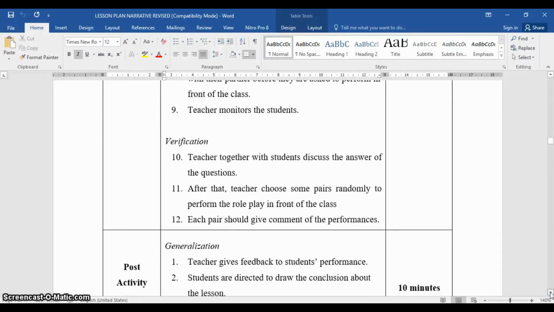In the verification, the teacher together with the students discuss the answer of the questions, the filling in the blank questions, and after that, the teacher chose some pairs randomly to perform the role play in front of the class, and each pair should give comments on the performances.